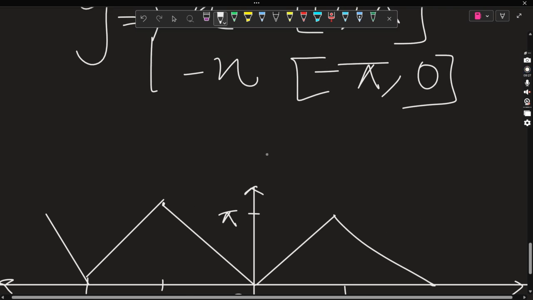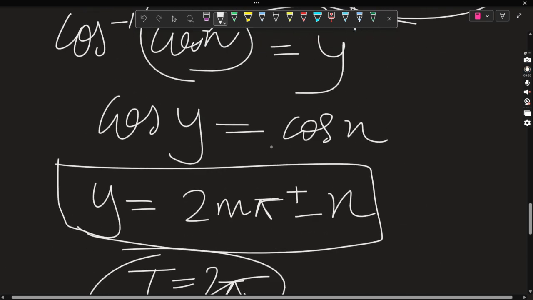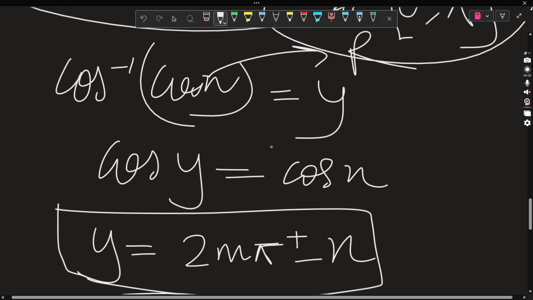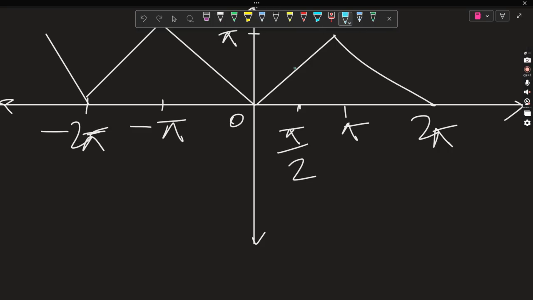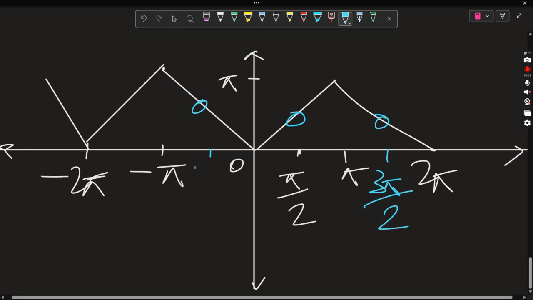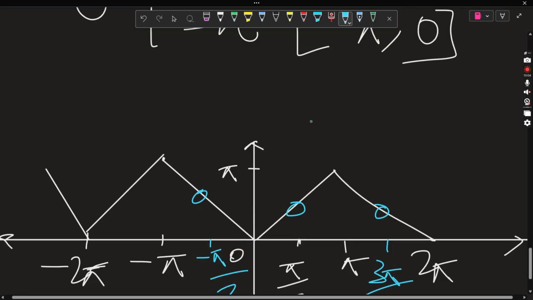Now in case of sec x, that is vice versa of cosec x, cos x, the values at which cos x will be 0, that is pi by 2, 3 pi by 2, minus pi by 2, that is 2n plus 1 pi by 2, they will be excluded. So 0 to pi, you have to exclude pi by 2. Pi to 2 pi, you have to exclude 3 pi by 2. Minus pi to 0, you have to exclude minus pi by 2, and so on. So it will become the graph for sec inverse of sec x.